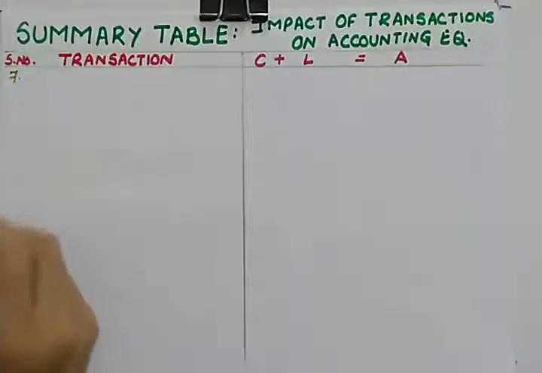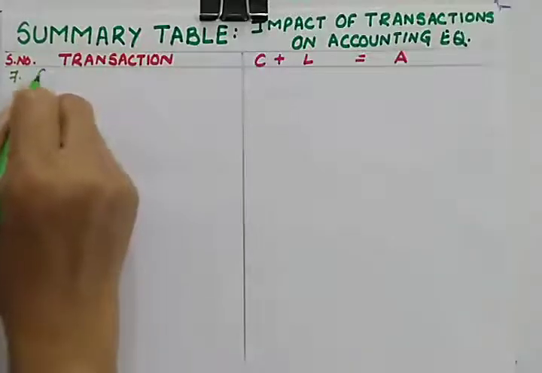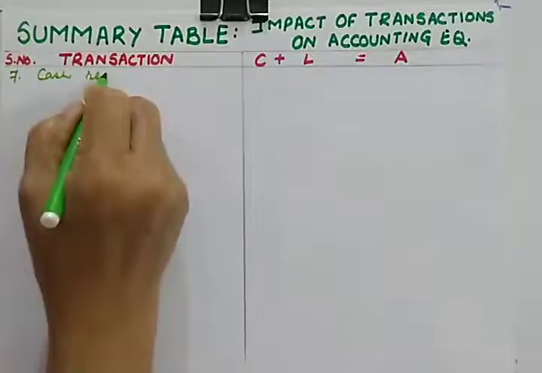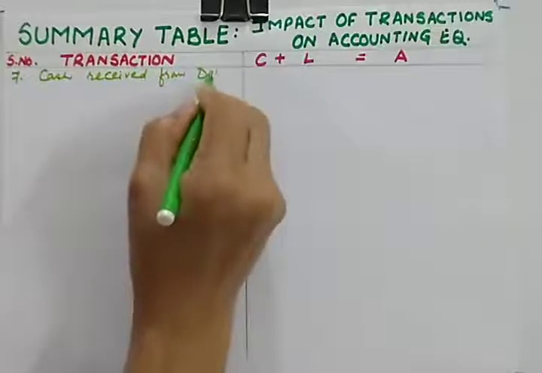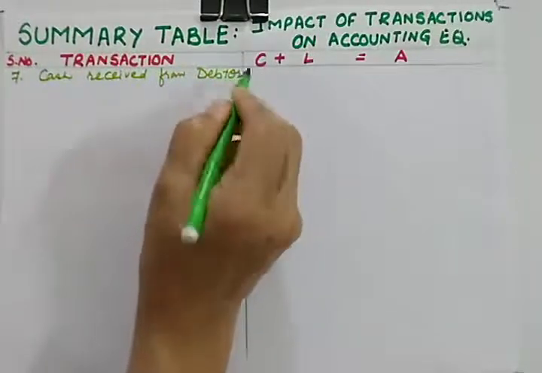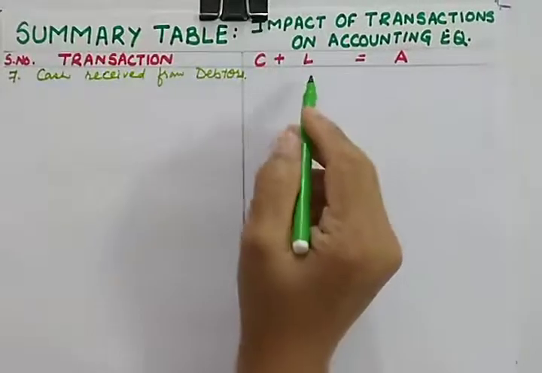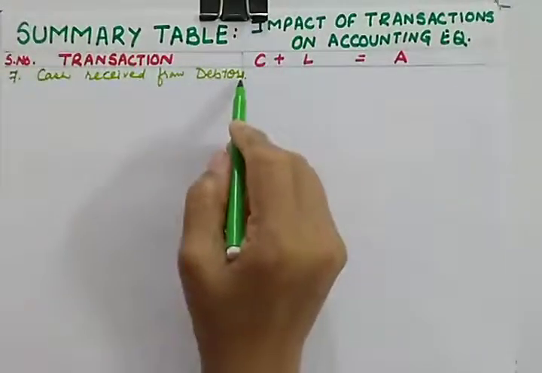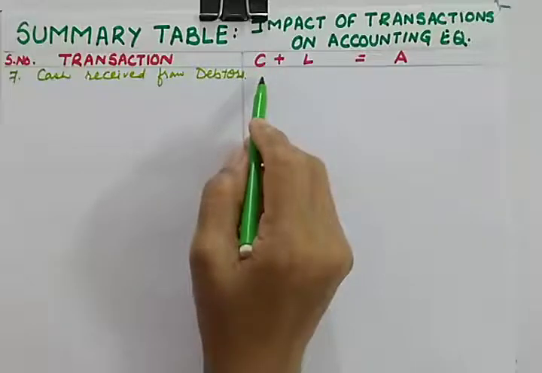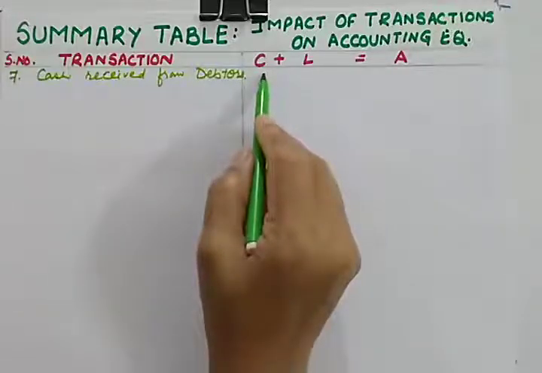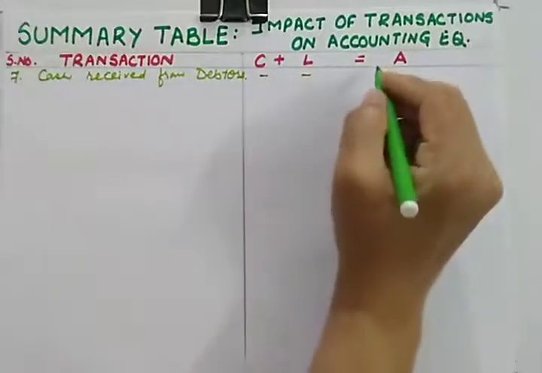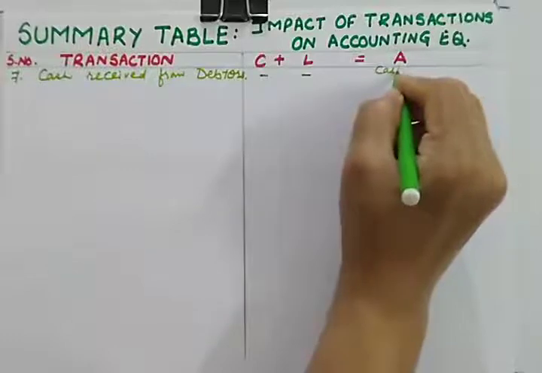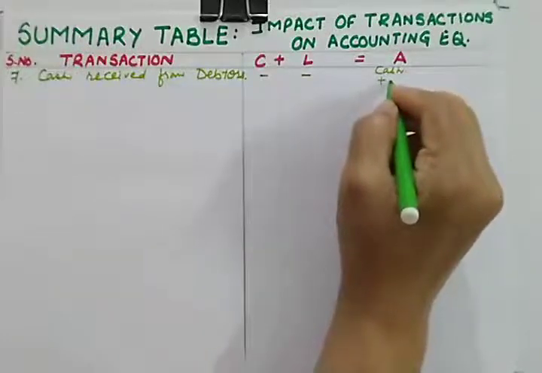Transaction number 7. So let us write the transaction first. Transaction is when you receive cash from debtors. So when you receive cash from debtors, what will happen to accounting equation? See, when you are receiving cash from debtors, in this case your accounting equation on the left hand side is not going to change because it will have no impact on capital as well as on liability. But yes, in this case your cash will be increased.